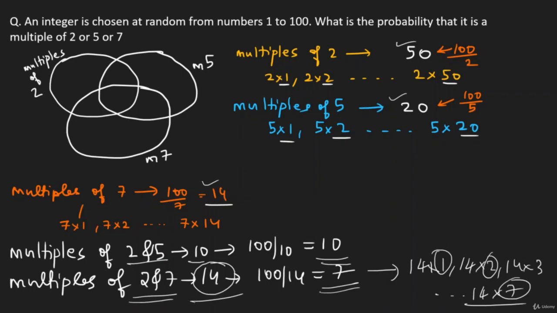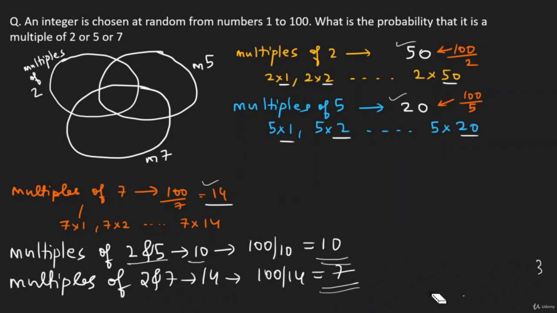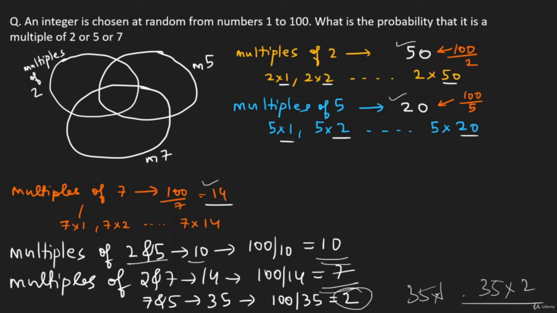Alright, now what about multiples of 7 and 5, right? Let's find that out next. Multiples of 7 and 5 can be obtained by finding multiples of 35, and 100 by 35 is equal to 2. So there is just 35 into 1 and 35 into 2, because 35 into 2 is 70. 35 into 3 will be more than 100. So there are two multiples of 7 and 5 in the first 100 numbers. That's from 1 to 100.